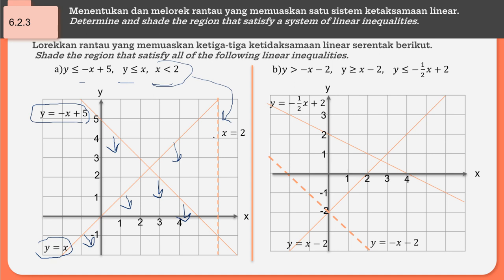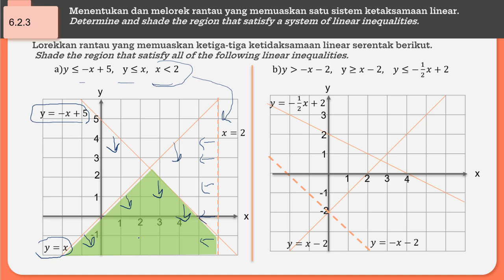And then the region is less than that. That means the left or the right? Less than 2, of course, so the left. So the shaded region will be this part, because it intersects all the 3 inequalities.